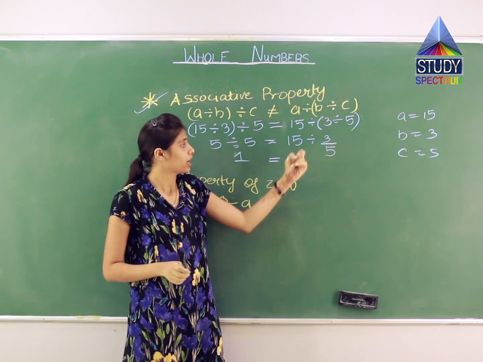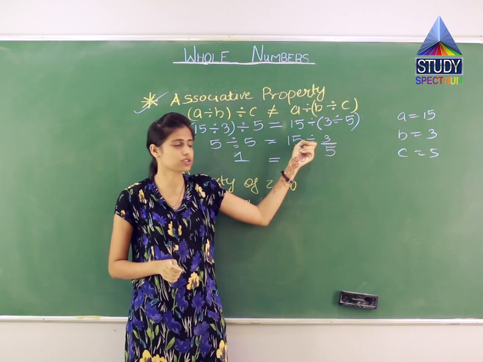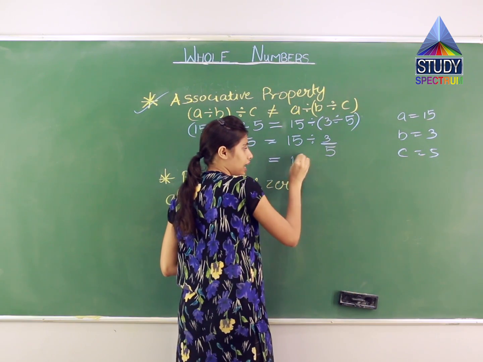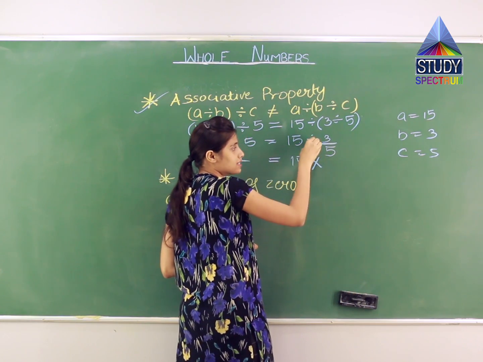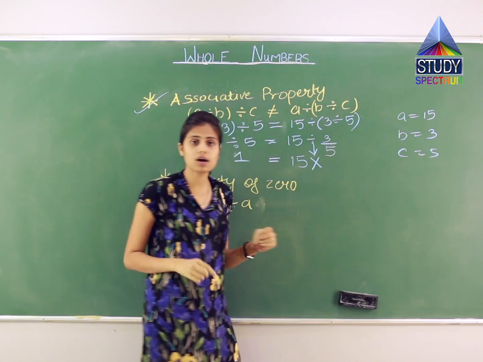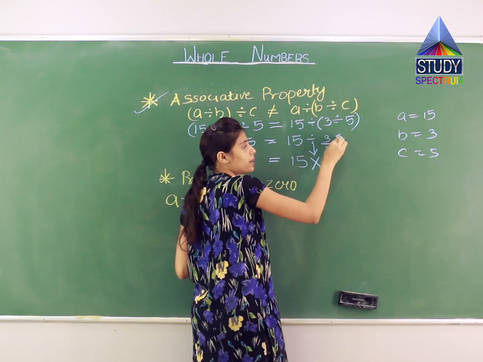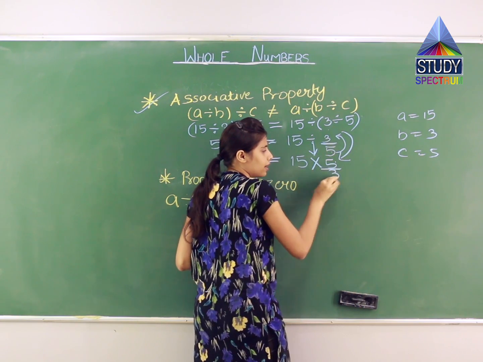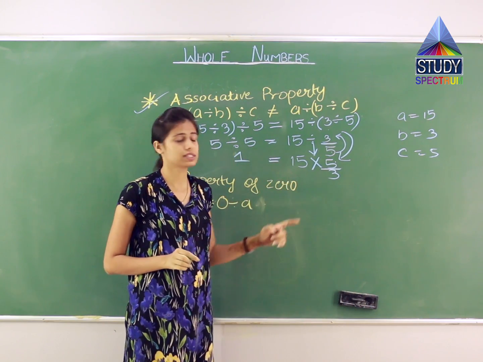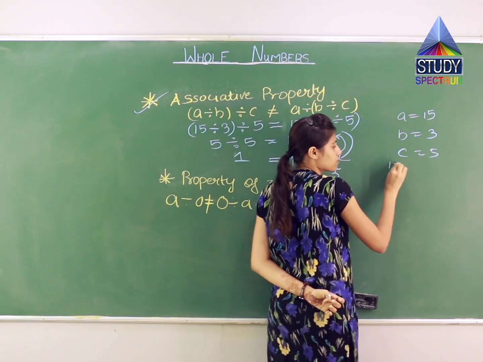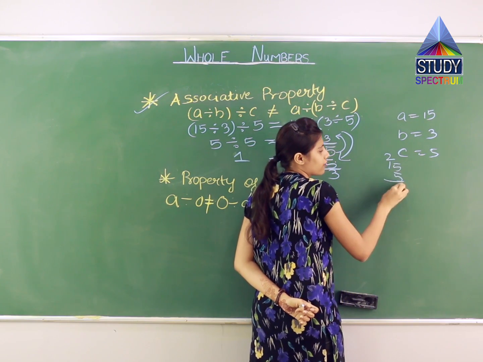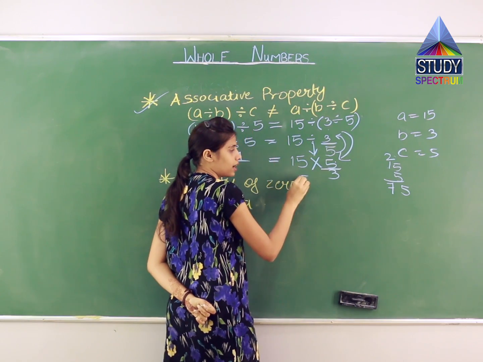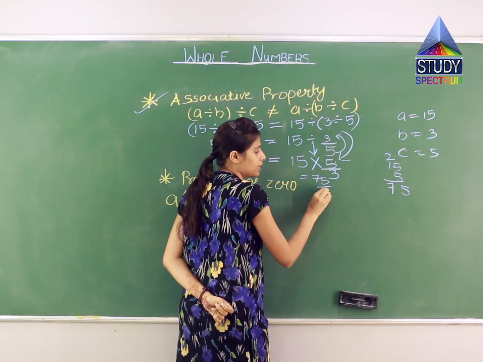Have you learned a property? If you convert the division sign into a multiplication sign, the fraction following the division sign will be inverted. So I'll use that property. Instead of the division sign, I will use a multiplication sign, and this fraction will be inverted, that is 5 in the numerator and 3 in the denominator. So I'll write it like this. Now let us find the answer. 15 times 5: 5 5s are 25, 5 1s are 5, 6, 7. So the answer will be 75 divided by 3.